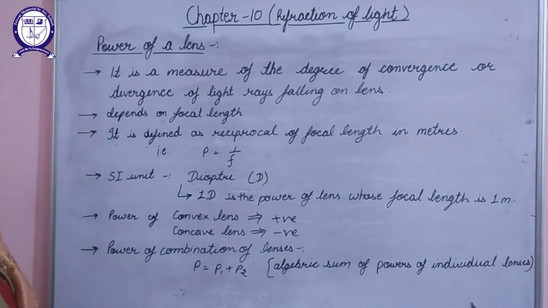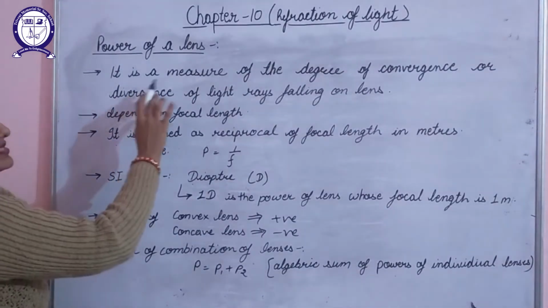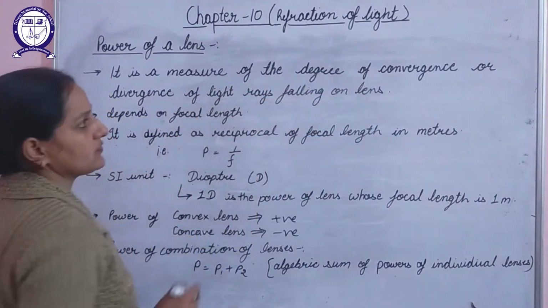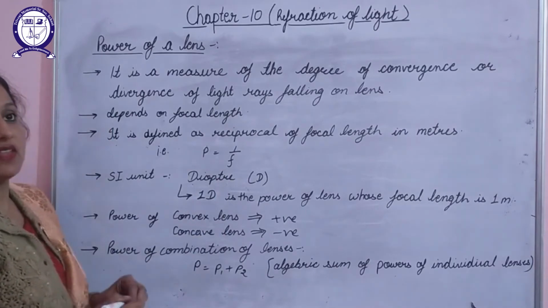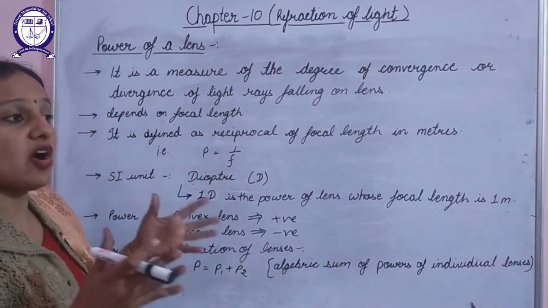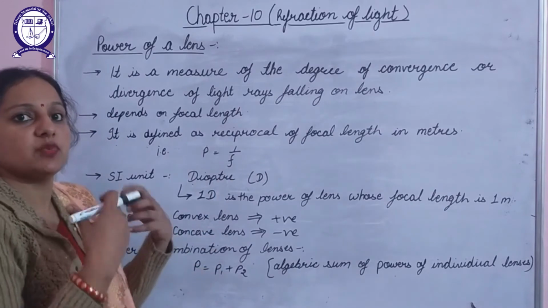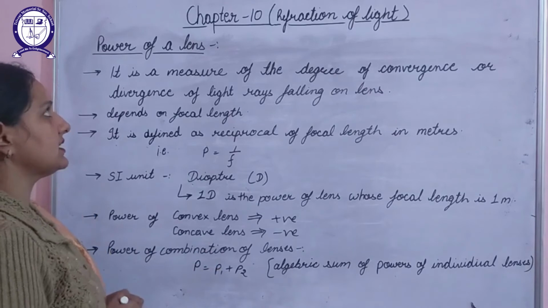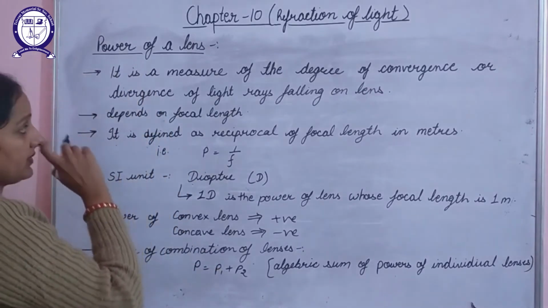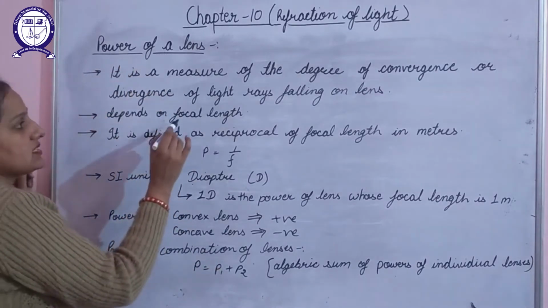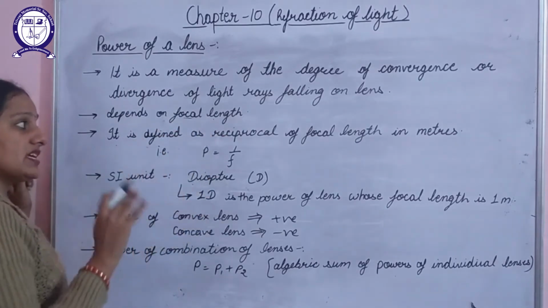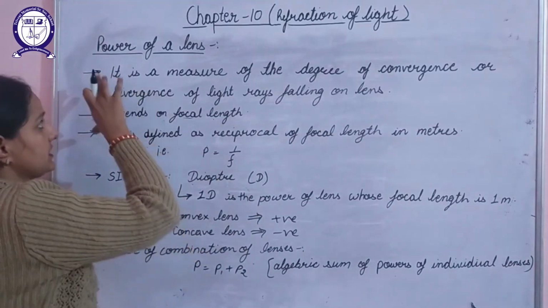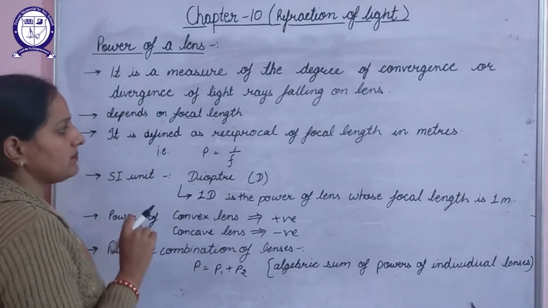Next is power of a lens. It is defined as the measure of the degree of convergence or divergence of light rays falling on a lens. When light rays fall on a lens, how much it will converge or diverge, that degree of convergence or divergence is specified by the term power. This power of a lens depends on focal length, and we can define it as the reciprocal of focal length in meters.